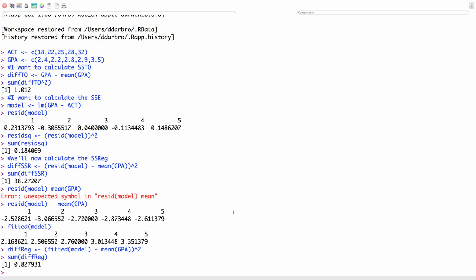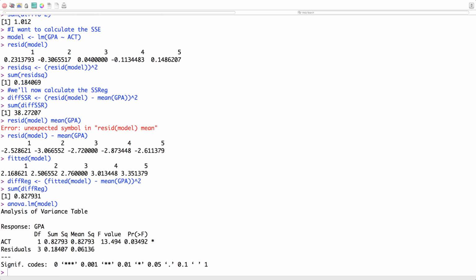I'll tell you what I want to do. I want to go ahead and run the regression. So we've got our model up here. So what I could do is ANOVA for the model. And here I get the sum of squares for the regression being 0.828 and the residuals being 0.184, what I'm supposed to get.